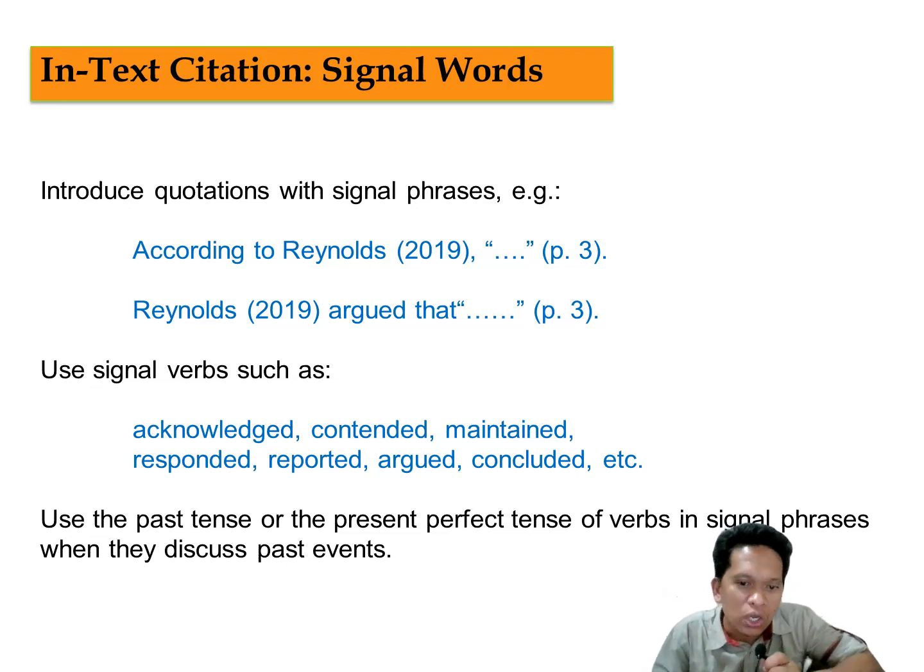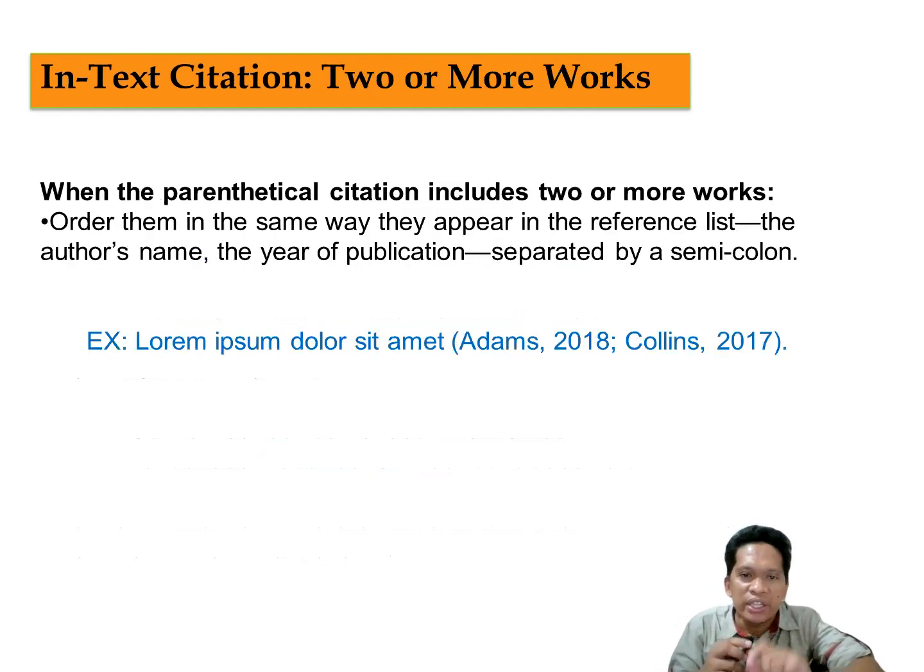Use the past tense or the present perfect tense of verbs in signal phrases when they discuss past events. Okay? Now, in-text citations, two or more works: when the parenthetical citation includes two or more works, order them in the same way they appear in the reference list.